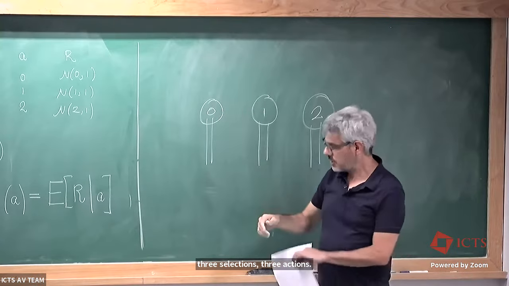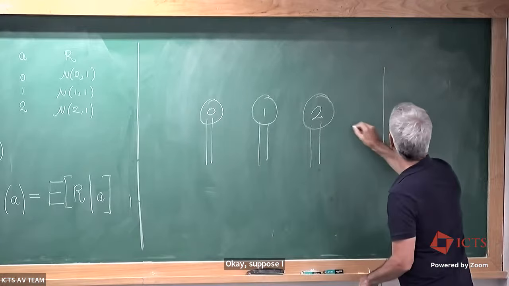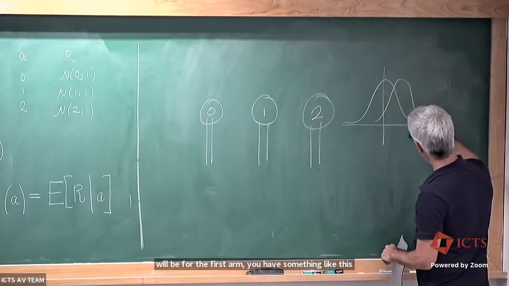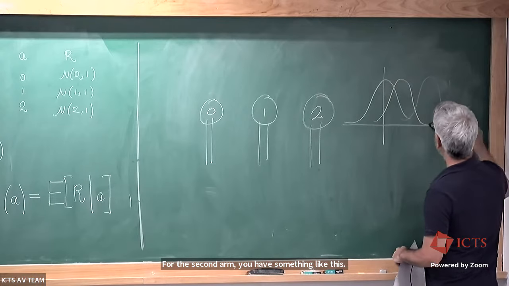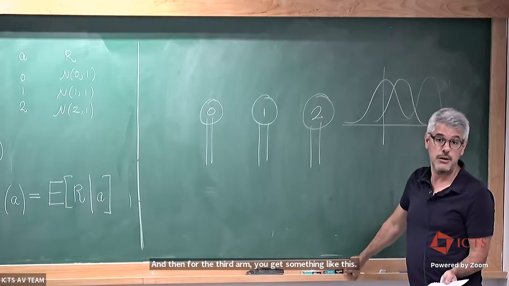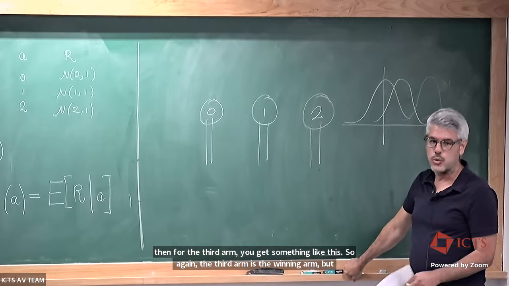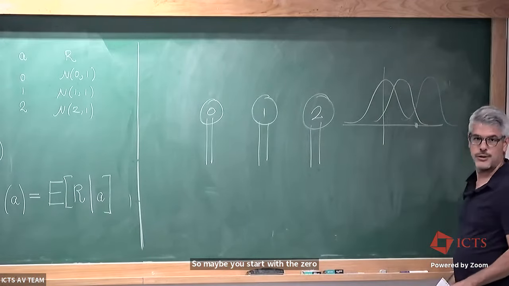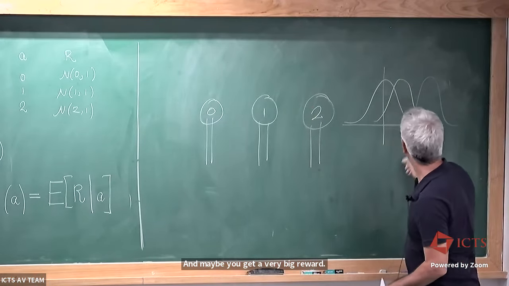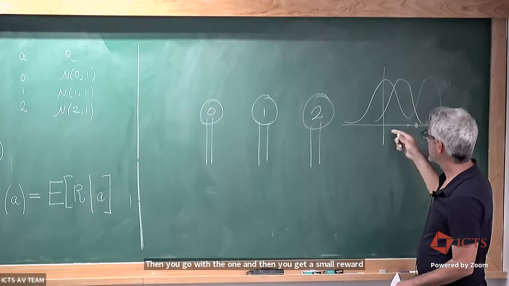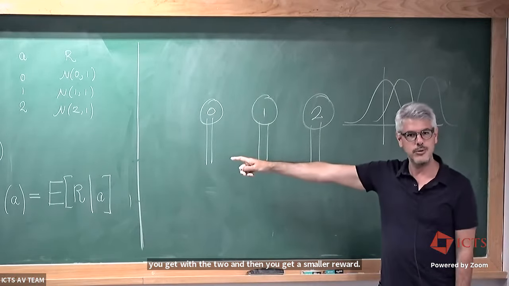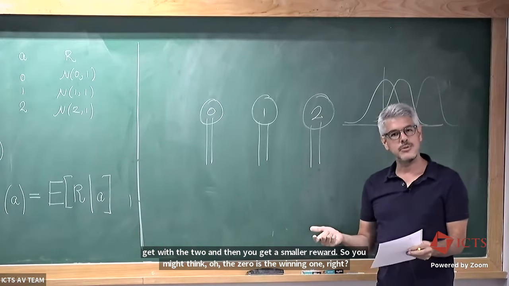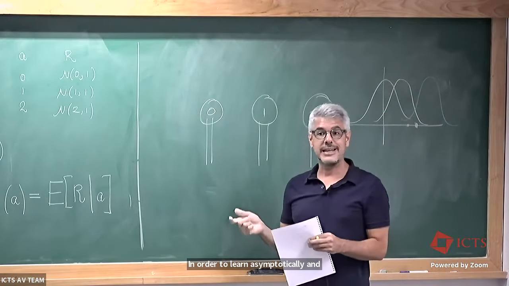Okay, so the distribution for this will be, for the first arm, you have something like this. For the second arm, you have something like this. And then for the third arm, you get something like this. So again, the third arm is the winning arm, but as you start playing with this, you don't know. So maybe you start with the 0, and maybe you get a very big reward. Okay? Then you go with the 1, and then you get a small reward. You go with the 2, and then you get a smaller reward. So you might think, oh, the 0 is the winning one, right? And so then you have to redo this in order to learn asymptotically and probabilistically what's the winning lever.